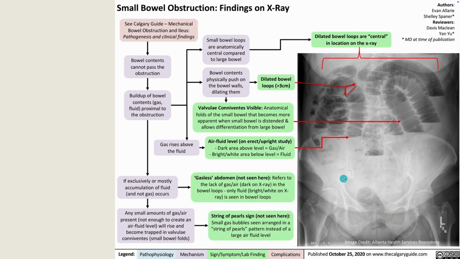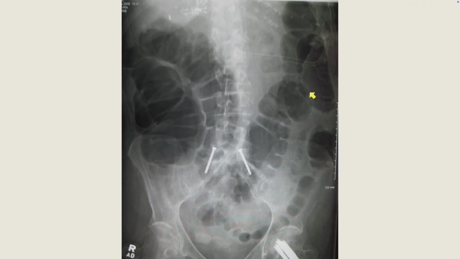First, multiple air fluid levels are usually seen in small bowel obstruction, and you see these little valvulae conniventes. They go all the way across from here all the way till here, and this is important because it will help you differentiate between small and large bowel. You also need to know that they're ubiquitous, usually everywhere and not focal to a single area of the abdomen.